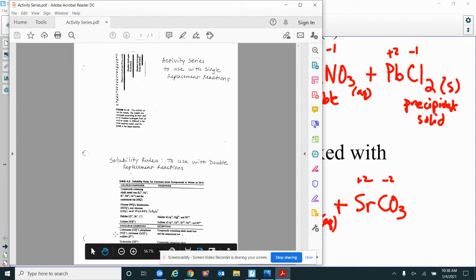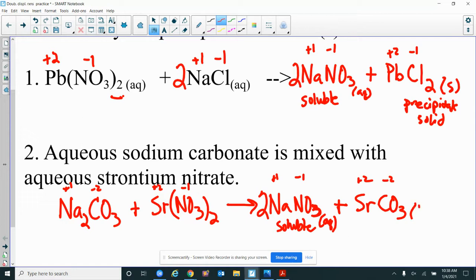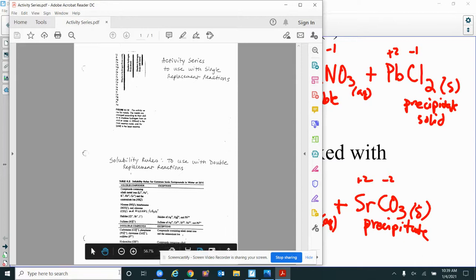So carbonates, usually insoluble, and in my compound, I have strontium carbonate. So that is my solid. That is my precipitate because it is a carbonate, and carbonates are not very soluble. Okay, finishing off the chart, hydroxides are also not very soluble. So they're usually insoluble unless they are with an alkali metal or the ammonium ion.